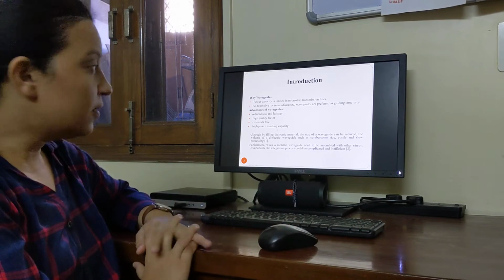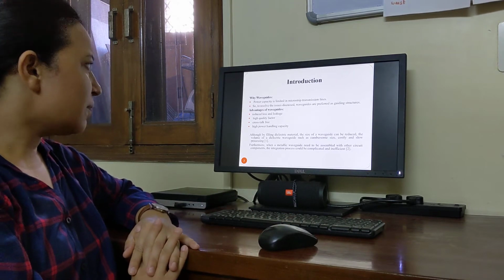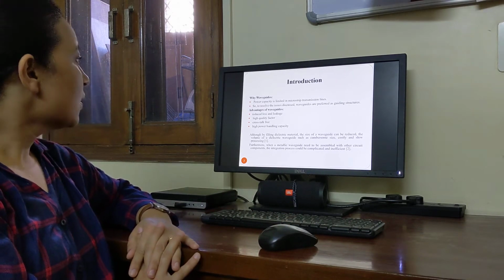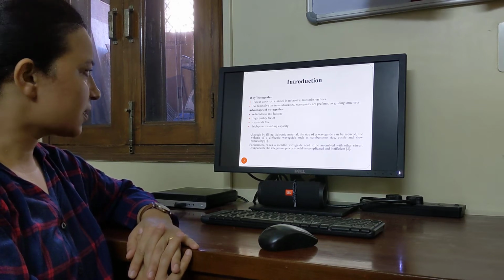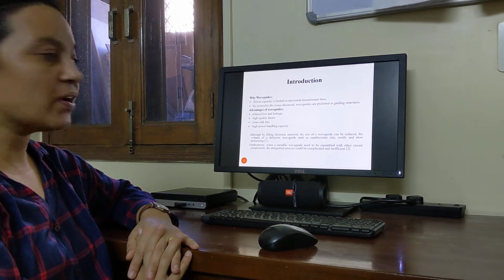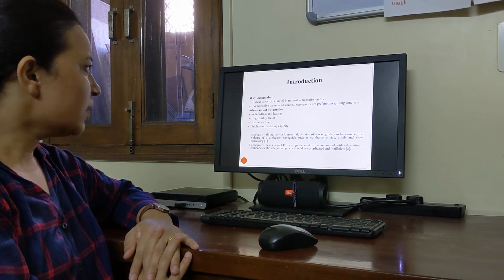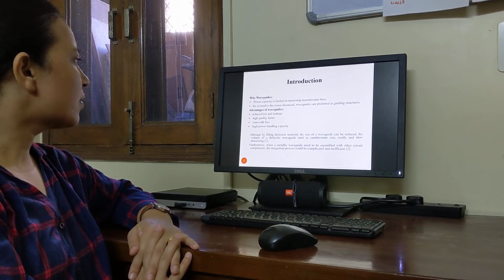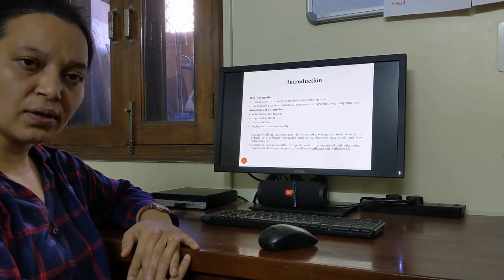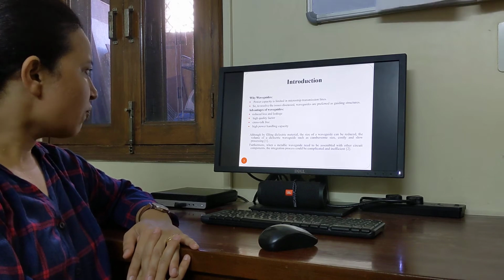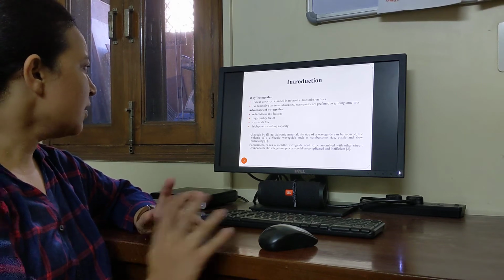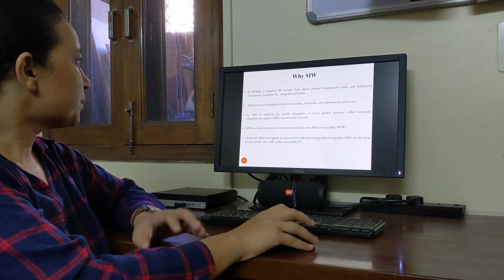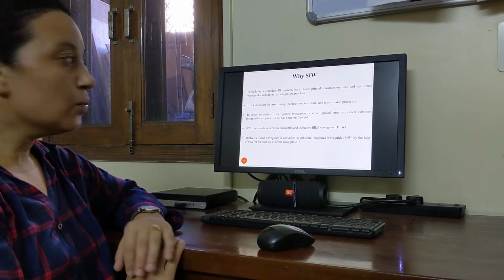Now why waveguide? Power capacity is limited in microstrip transmission lines. So to resolve the issues discussed, waveguides are preferred as waveguiding structures. Now what are the advantages of waveguide? They are reduced loss and leakage, high quality factor, crosstalk free, and high power handling capacity. And next is why SIW?